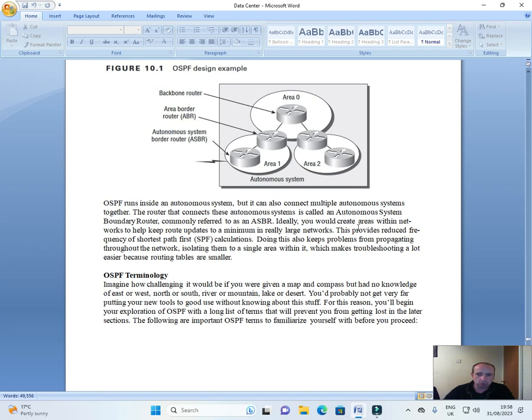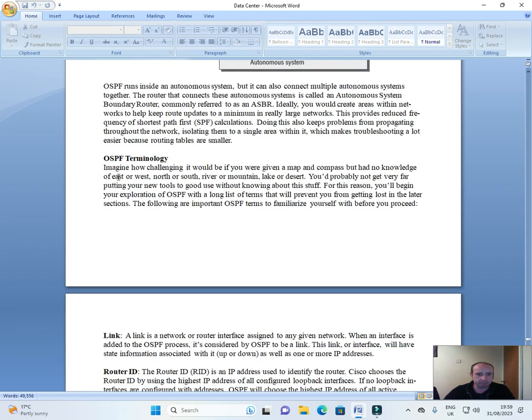Ideally, you would create areas within really large networks to help keep route updates to a minimum. This provides reduced frequency for shortest path first, SPF, calculations. Doing this also keeps problems from propagating throughout the network, isolating them to a single area within it, which makes troubleshooting a lot easier because routing tables are smaller.